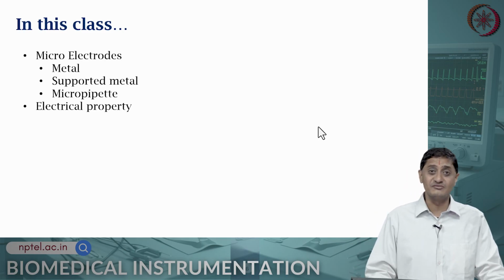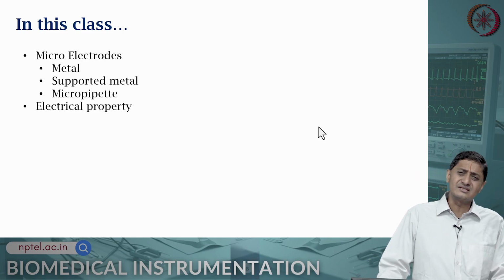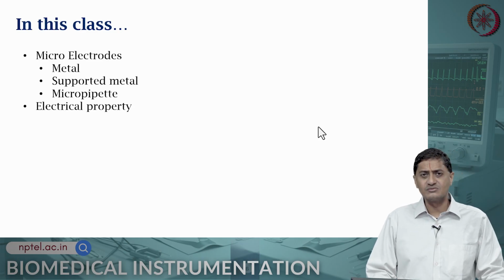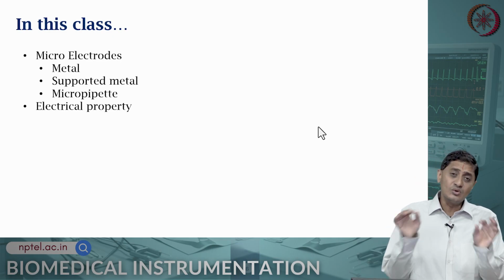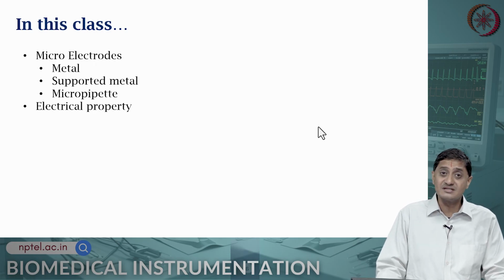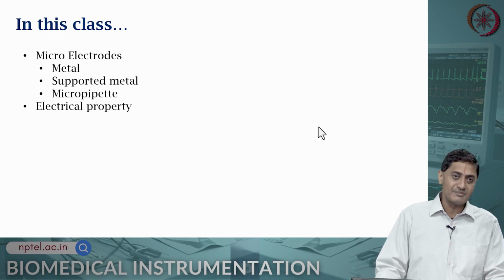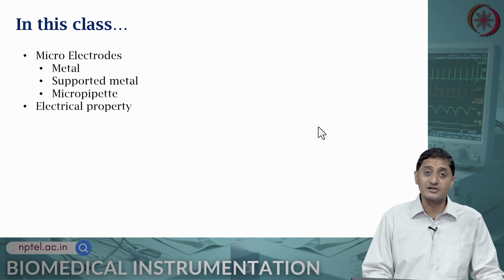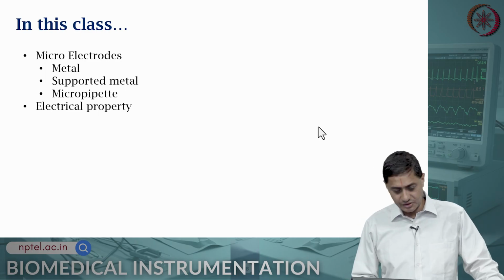There are many challenges that come with having electrodes of such small size. One immediate observation as an electrical engineer or as someone with understanding of high school physics, immediately you know when some wire is really small, its resistance is going to be very high. So, impedance is going to be a huge problem in this case. So, we discuss this and other aspects in this class. So, types of microelectrodes, metal microelectrodes, supported metal microelectrodes, micropipette electrodes, and electrical properties, electrical equivalent circuits, etc. for these microelectrodes.